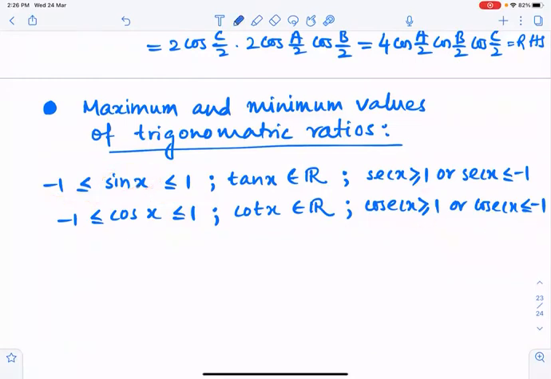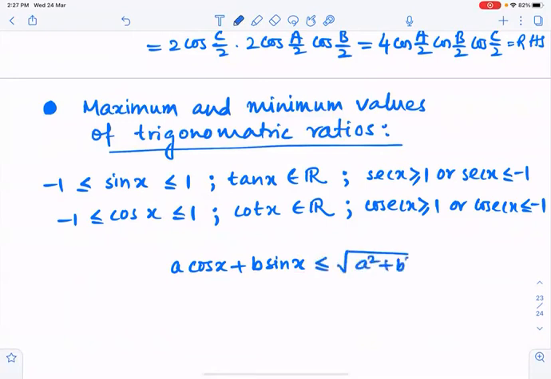There is one more thing. If I have an expression like a cos x plus b sin x, with cos I have a x, with sin also you have x, same angle, x is the angle, and a and b are real numbers, then the maximum value of this expression will be root under a square plus b square, and minimum is minus of root under a square plus b square. You must remember this. If required, you can use them. So this is one of the concepts.